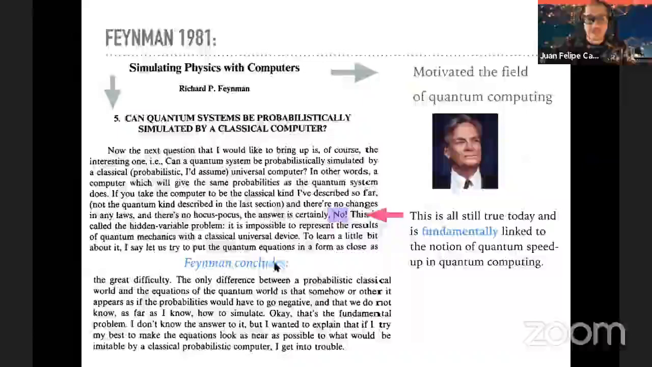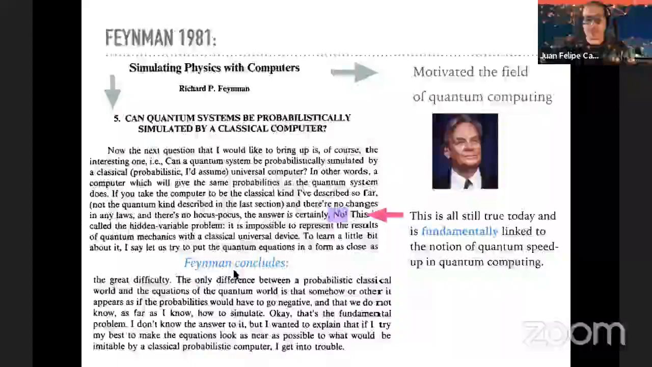In that paper, there's a section five, where Feynman asks the question, can quantum systems be probabilistically simulated by a classical computer? Which is very interesting, right? He has a very interesting discussion there. But as we all know, the answer is no, we can't do this in general. And this is still true today, right? Again, it is fundamentally linked to the notion of quantum speedups in quantum computing. So the conclusion is no, there's great difficulties, because either the quantum state or the description of the evolution of the quantum state is plagued with negative probabilities popping up all over the place. And that's what prevents simulating quantum physics with probability.